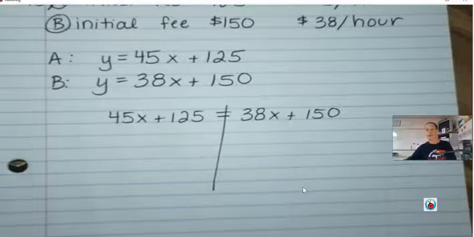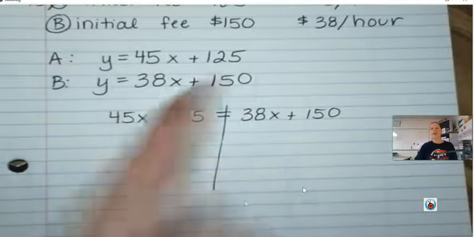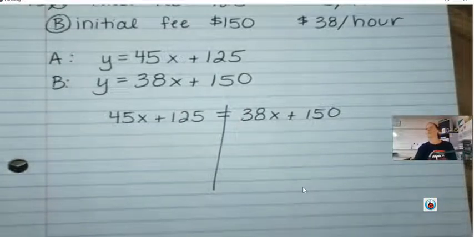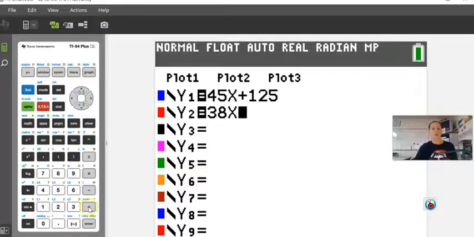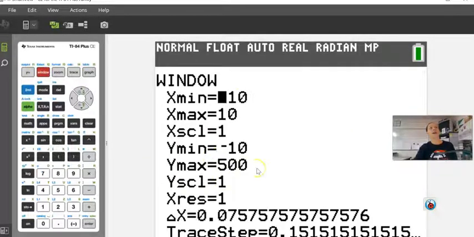Type in the two equations. 45x plus 125. Your X key is right next to the green key. Arrow down to get to Y2. That one is 38x plus 150. Look at your y-intercepts and decide if you need to change your window. I'm thinking our window is still set to 500, so it's probably big enough.